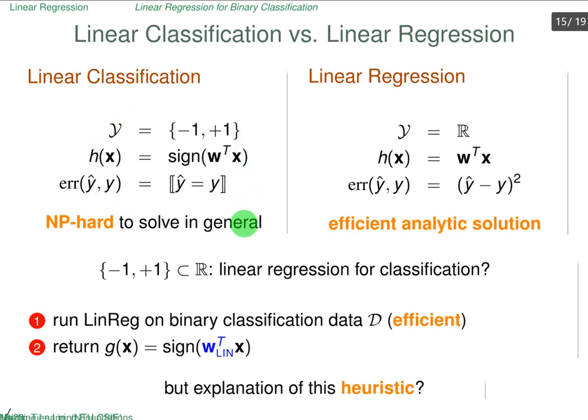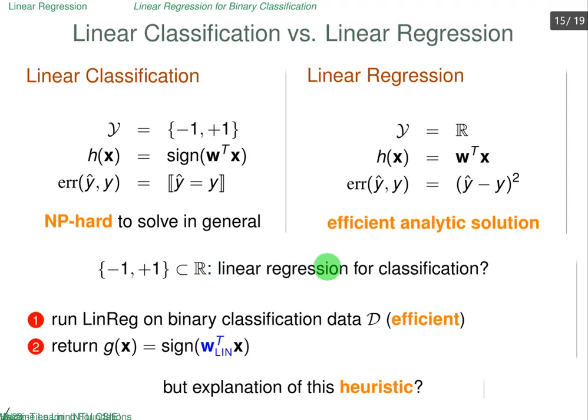While in linear regression, the y's consist of real valued numbers, right? And our hypothesis class is very similar to this one, h of x equals W transpose x. And we minimize the following squared error. We can say that the squared error has an efficient analytic solution. In other words, minimizing the in-sample squared error can be done very efficiently, analytically, which involves matrix inversion again.